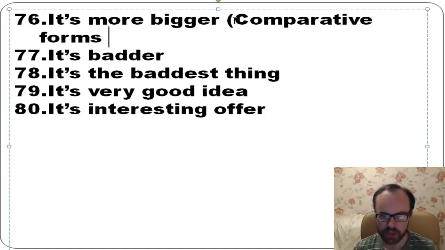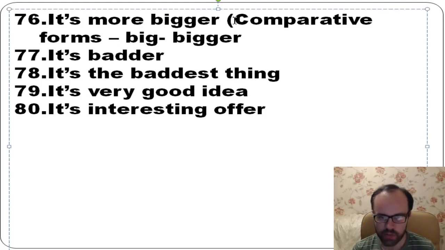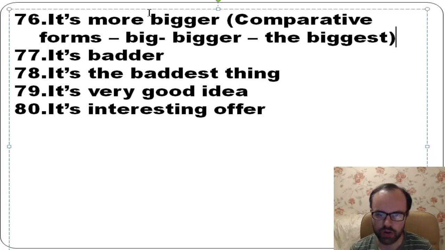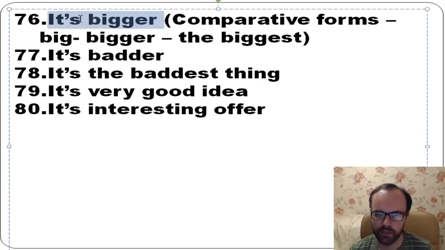Comparative forms. So, big. If it's a short adjective, we add -er: bigger, the biggest. So, without more, it's bigger. It's bigger without more. It's better.